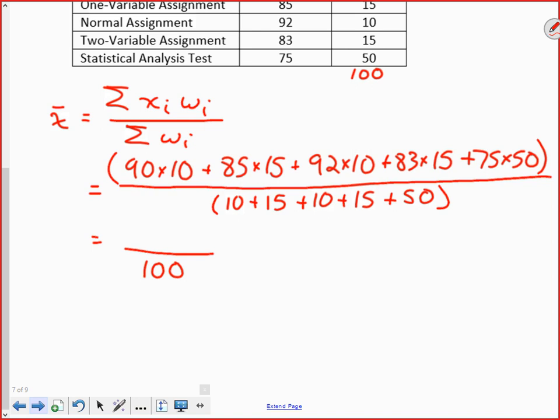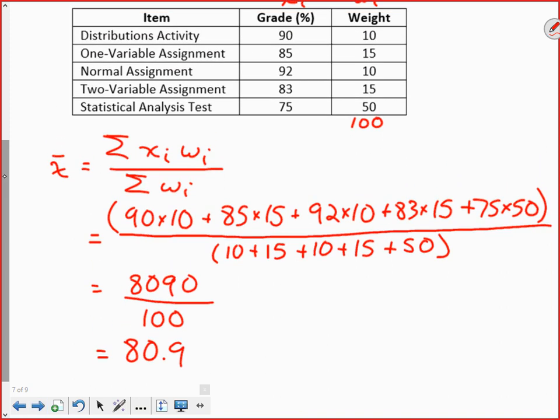A little bit of calculator work, and the numerator is 8,090. So our weighted average here would be about 80.9. So the final mark for this strand for this student would be about 80.9 or 81.